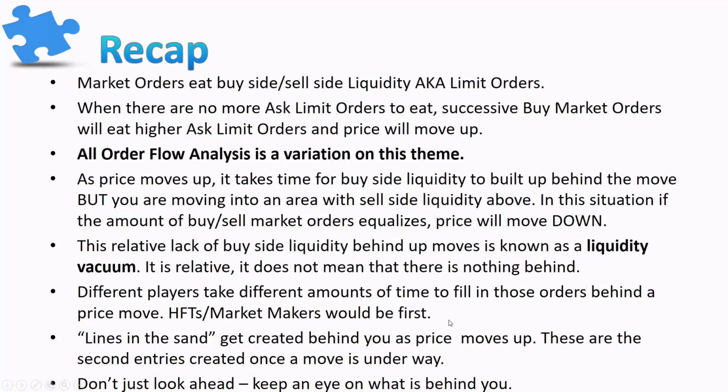And there's a minimum of 1 tick difference between them, and that difference is also known as the bid-offer spread. Market orders consume buy-side and sell-side liquidity, also known as limit orders and also known as floors and ceilings. And when there's no more ceiling to eat, more buy market orders will start eating the next ceiling up and price will move up with it. And all order flow analysis is basically a variation on this thing.